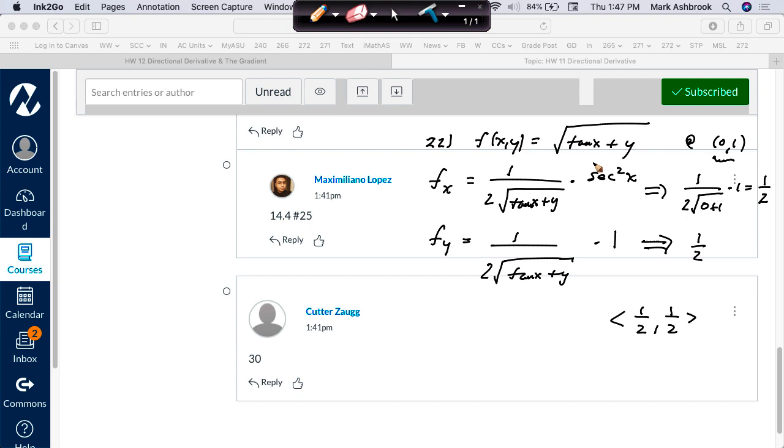So now, what does that mean? A new question. They didn't ask this question, but for this surface of this function at (0, 1), what does the vector (1/2, 1/2) tell us about this surface at (0, 1)? Surfaces don't go in a direction. What do you mean? The rate of change. What about the rate of change of the surface?